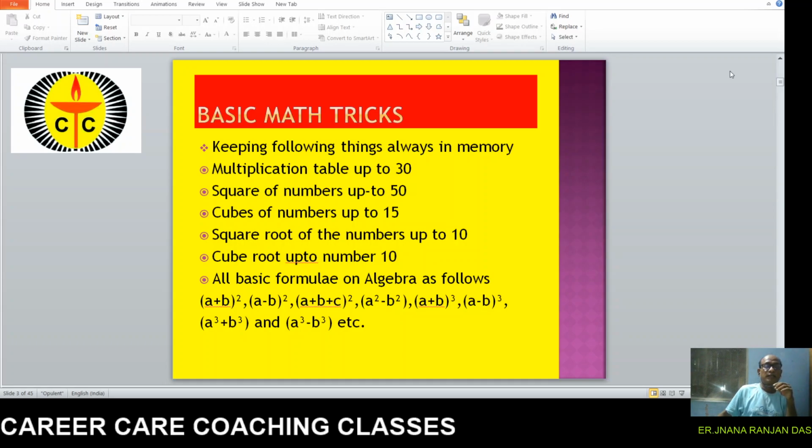Algebraic formulas like (a plus b) whole square, (a minus b) whole square, (a plus b plus c) whole square, a square minus b square, (a plus b) whole cube, (a minus b) whole cube, a cube plus b cube, and a cube minus b cube.